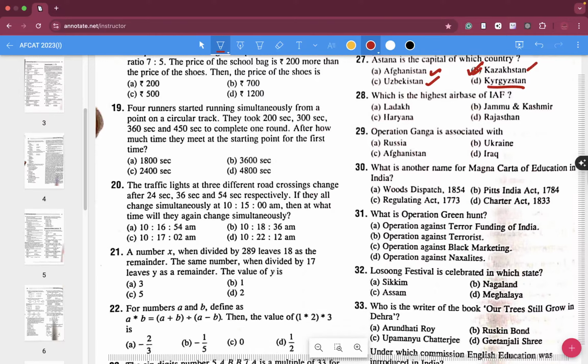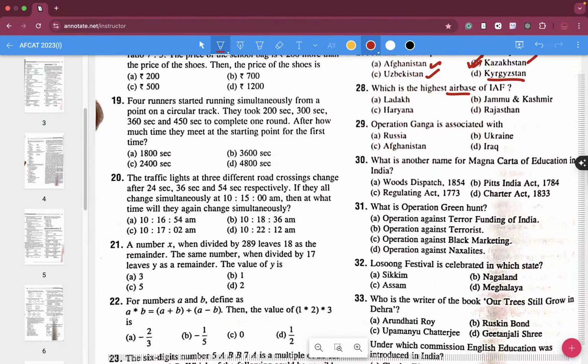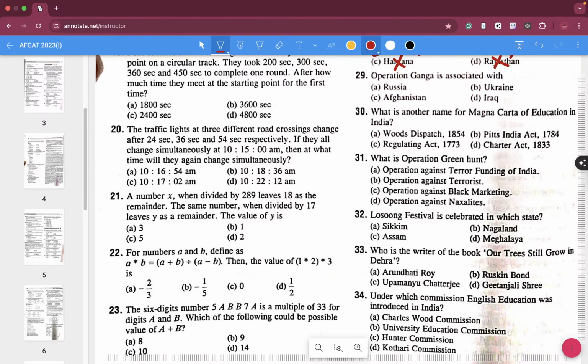Okay, right? So what is the highest airbase of IAF? Ladakh is a very high mountainous region, more than 7,000 meters. The average height over there is more than 7,000 meters. So you can safely tick this one, which is Ladakh, not Haryana, Rajasthan or Jammu Kashmir. Operation Ganga was launched by the Indian government in the wake of the Russia and Ukraine battle, which is still happening.